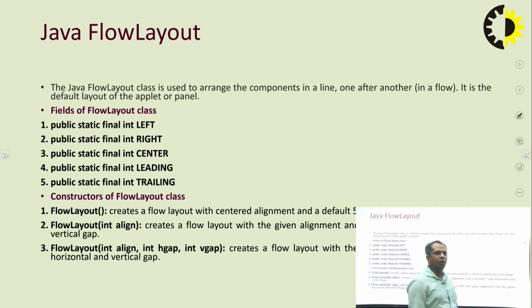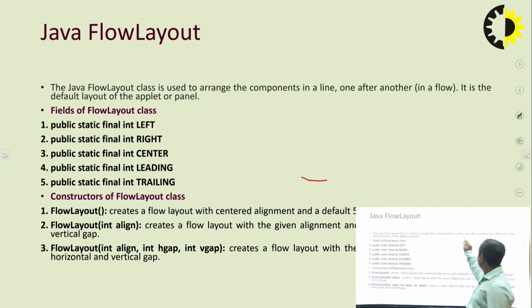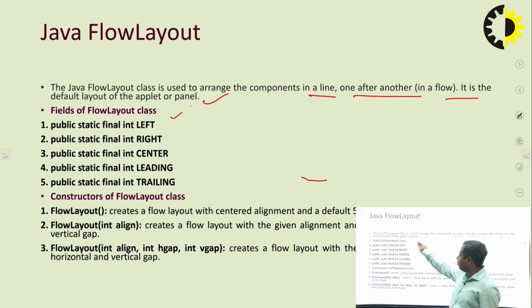Next, Java flow layout. The Java flow layout class is used to arrange the components in a line, one after another in a flow. It is the default layout of the applet or panel. There are some fields of the flow layout class. First is left, of type public static final integer. These are integer type, static and final: left, right, center, leading, trailing.